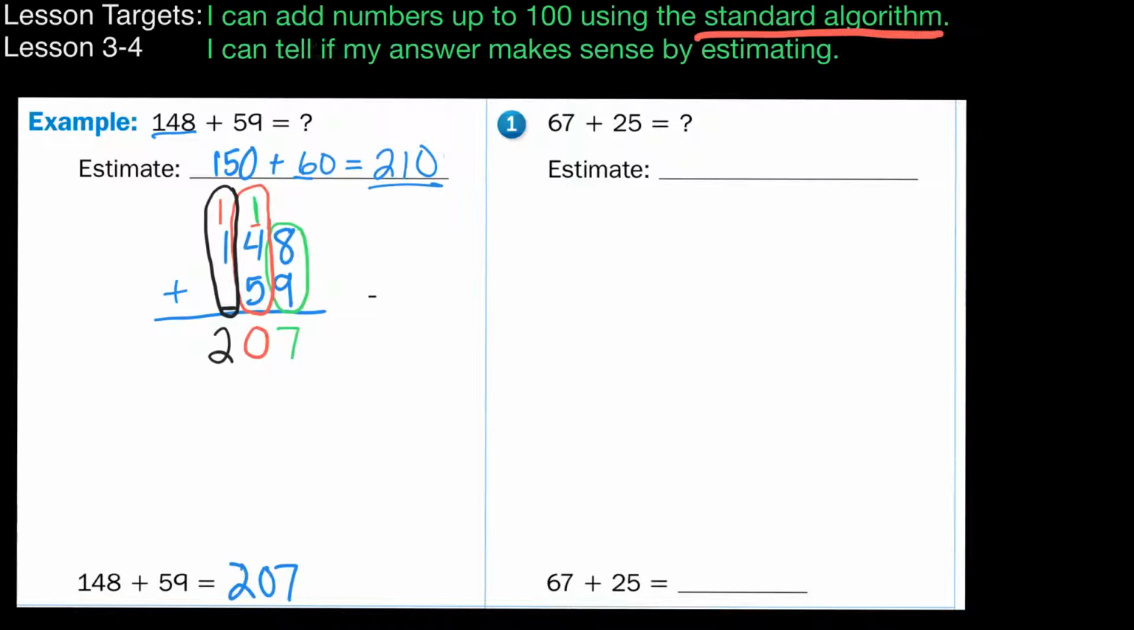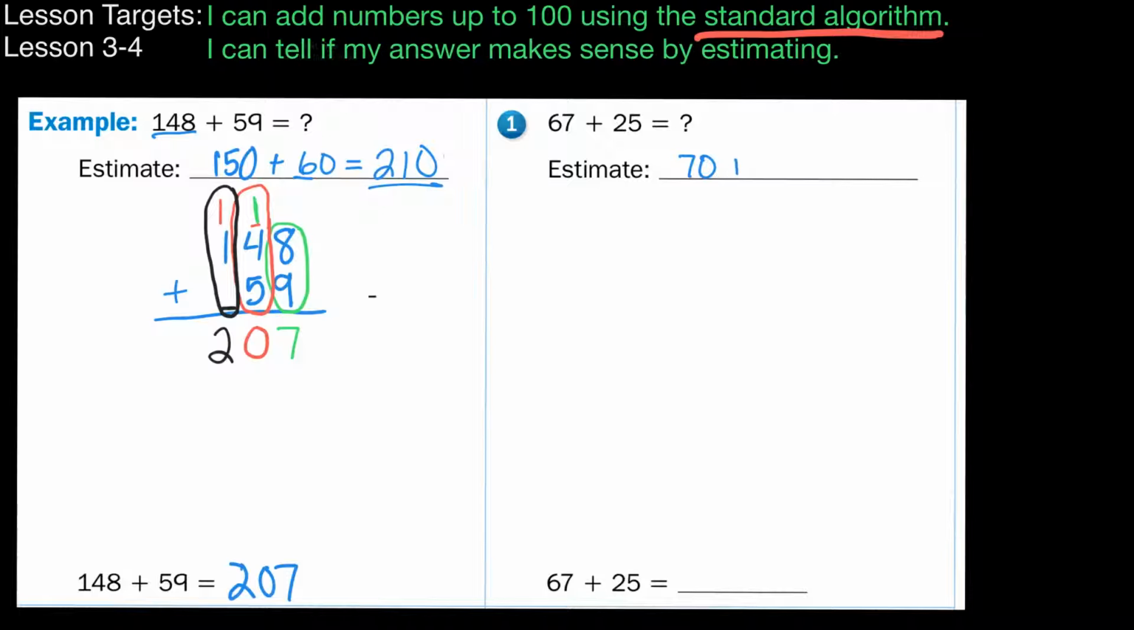Okay, let's take a look at problem 1. This time, I want you to solve this problem with me while I solve it. So the first thing we need to do is stack it. So I'm going to take a moment. Actually, no, I'm wrong. First thing we need to do is estimate. So 67 rounds to 70.